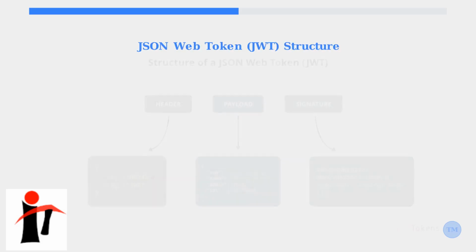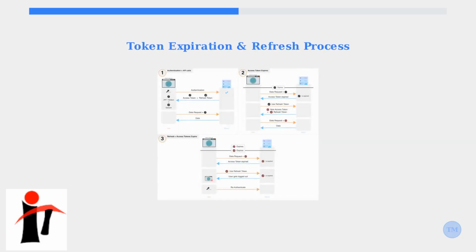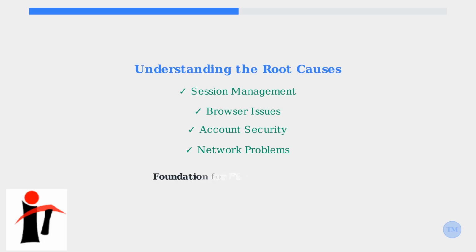The system also uses JSON Web Tokens, or JWTs, for session management. These tokens contain your authentication information and have expiration times. When tokens expire or become corrupted, you'll encounter the authorization error. Additionally, Ticketmaster implements real-time fraud detection algorithms that continuously monitor user behavior patterns. When the system detects unusual activity or patterns that match bot behavior, it triggers the authorization error as a protective measure. Understanding these root causes is essential for effectively resolving the not authorized error.